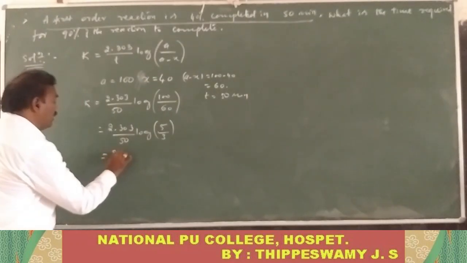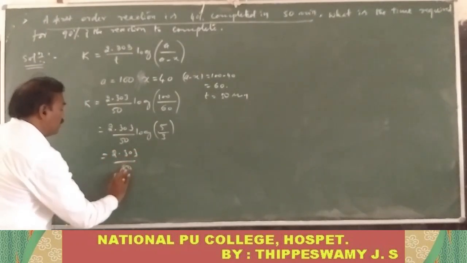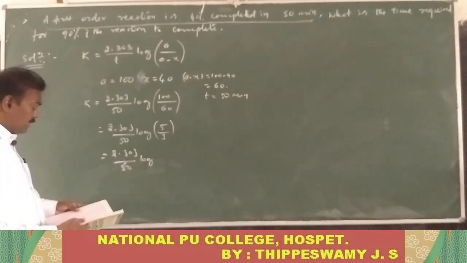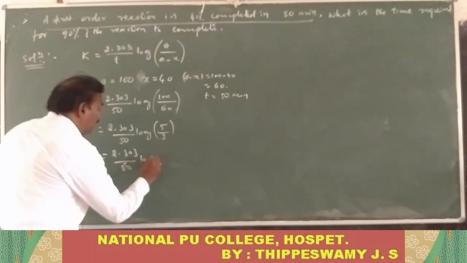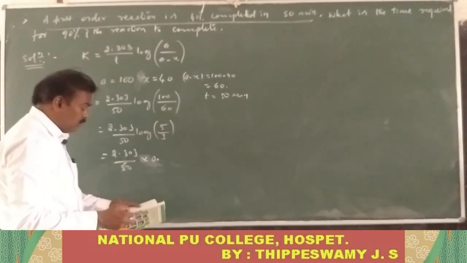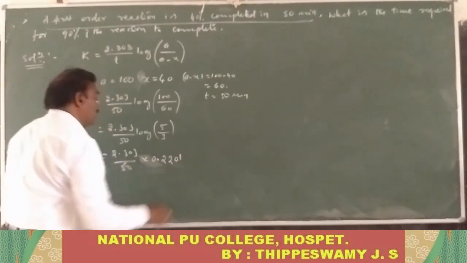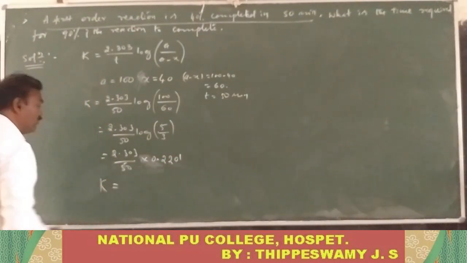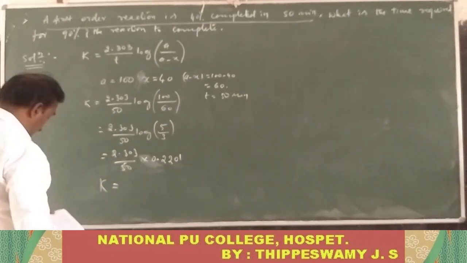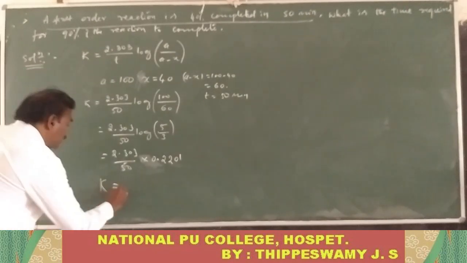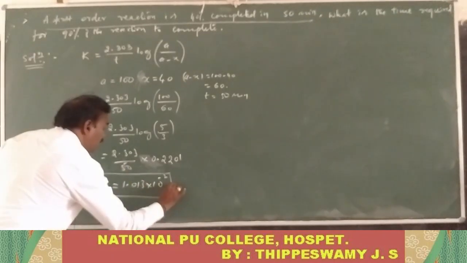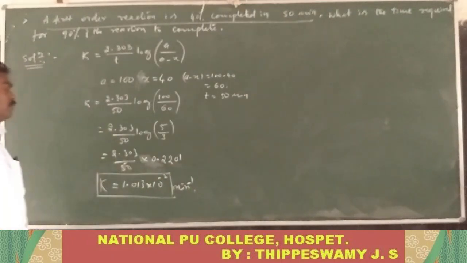So this is equal to 2.303 divided by 50 into log 5 by 3. The value of log 5 by 3, I am giving you directly, is 0.2201. On simplification you get the value of k, which is equal to 1.013 into 10 to the power minus 2. This is the value of the rate constant.